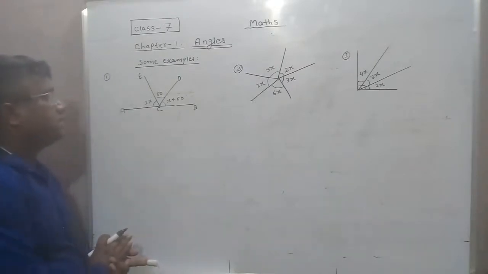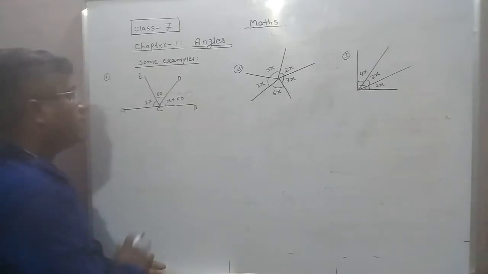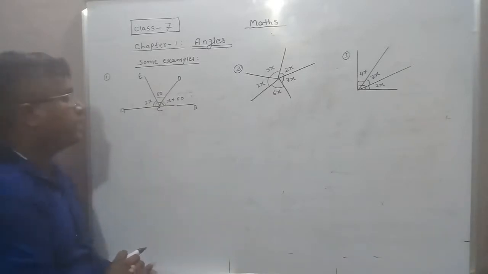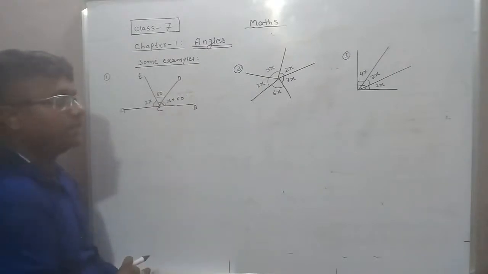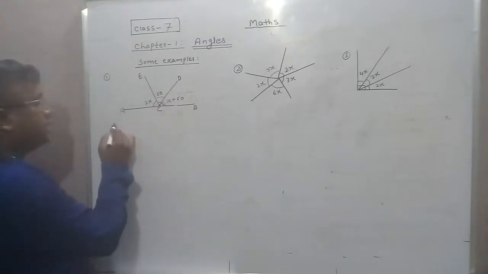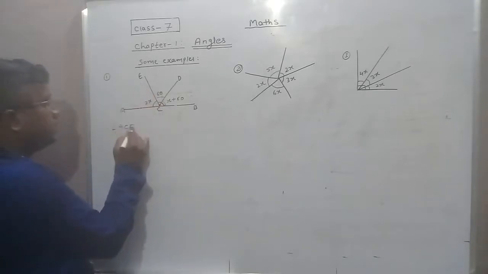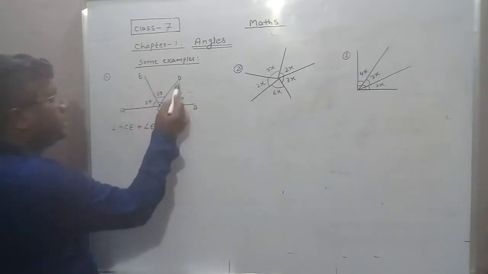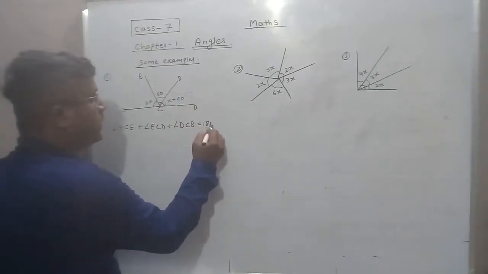Our first example is to find the value of x here. For that, we should know that this total angle is a straight angle, that is 180 degrees. It has three parts, so if you add these three parts you will get the sum as 180 degrees. That is, angle ACE plus angle ECD plus angle DCB is equal to 180 degrees.